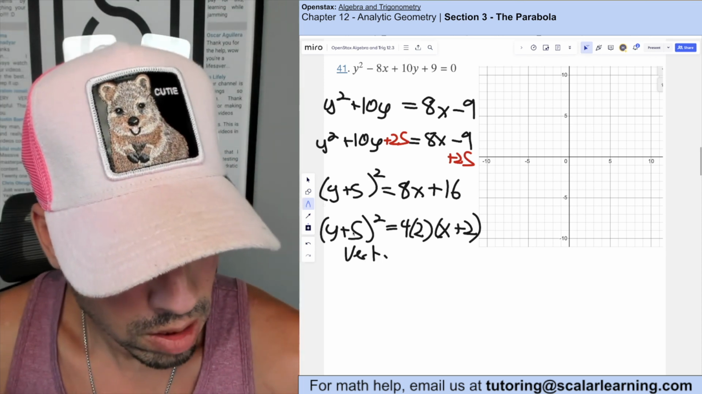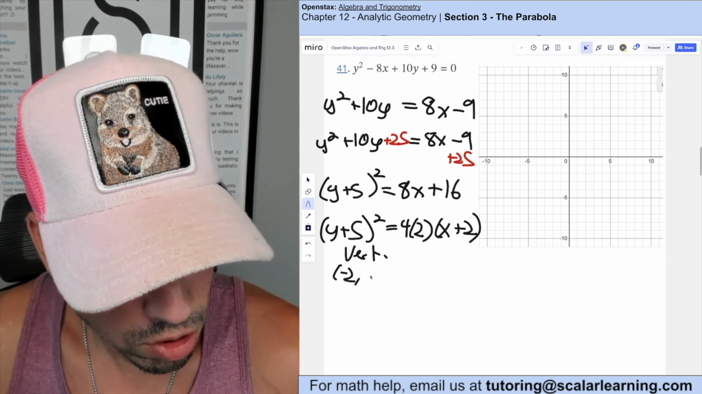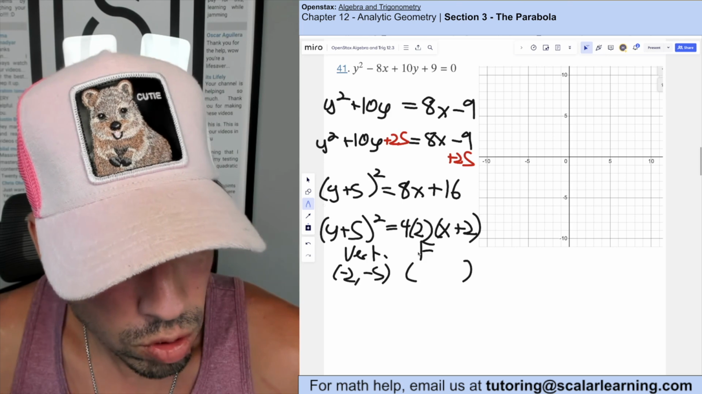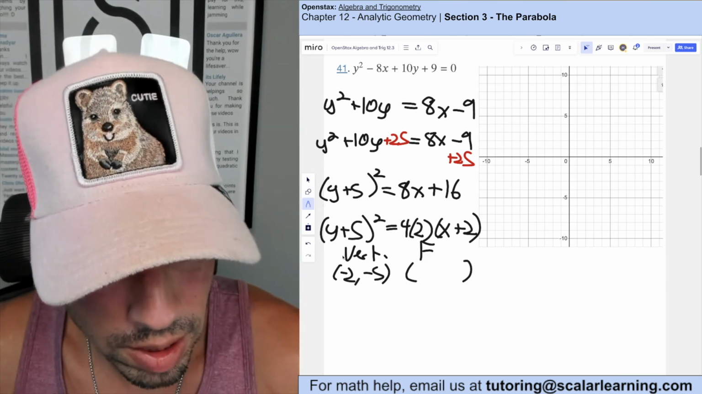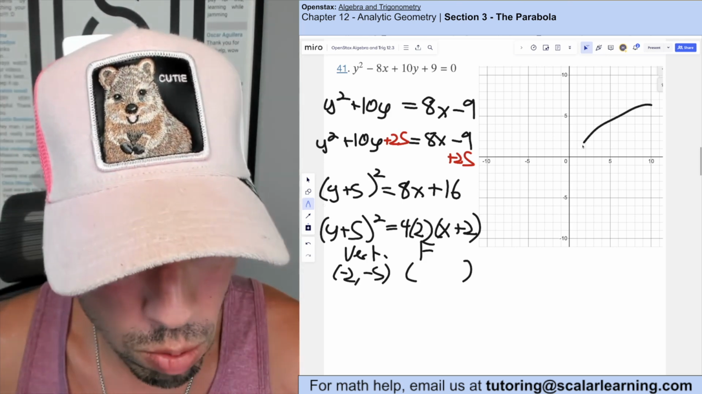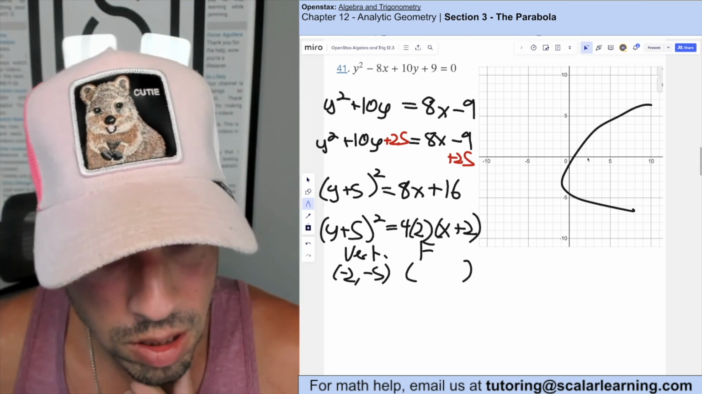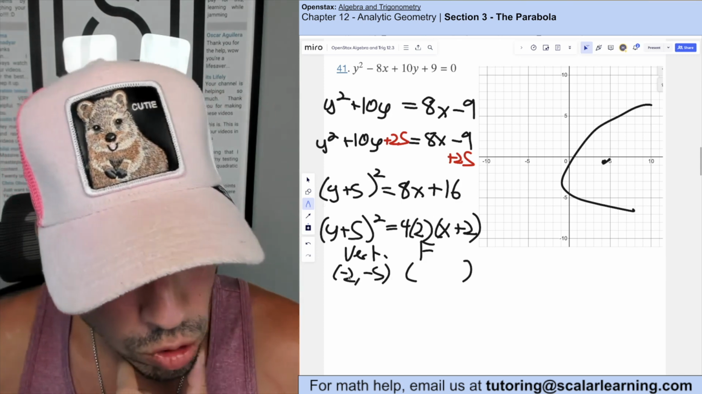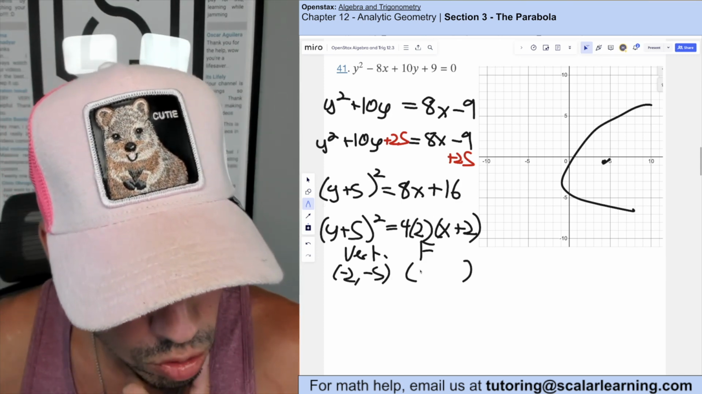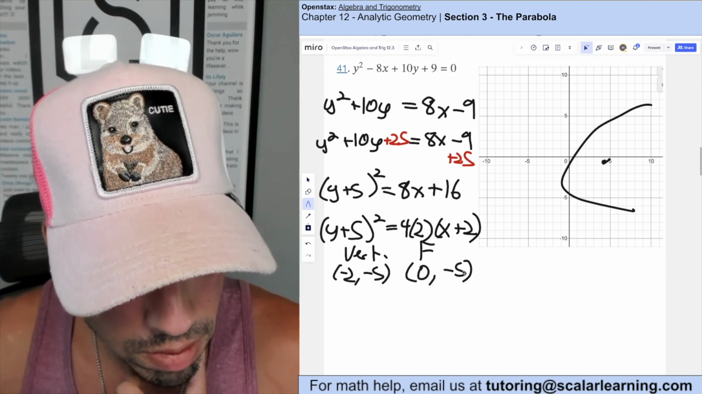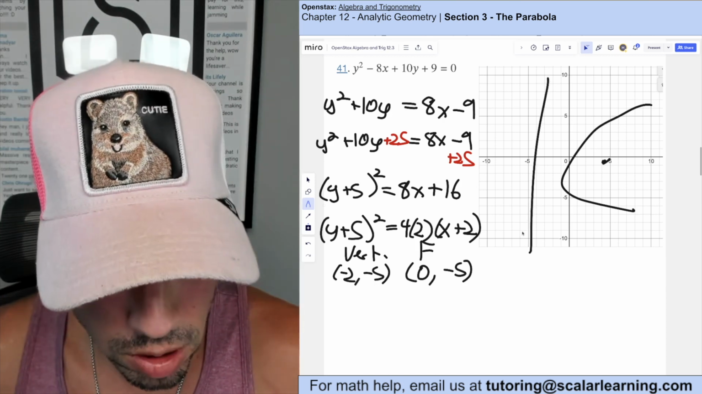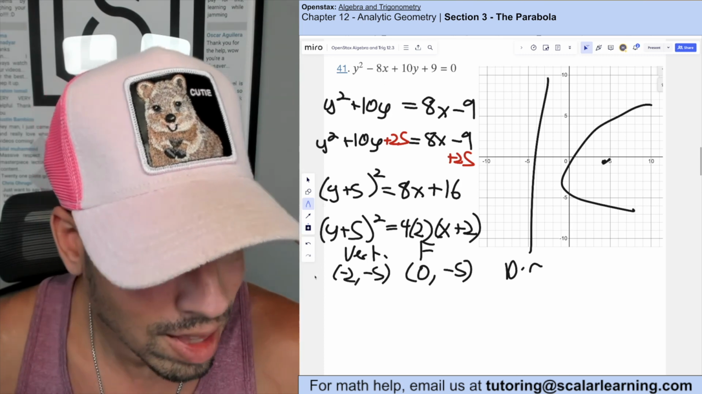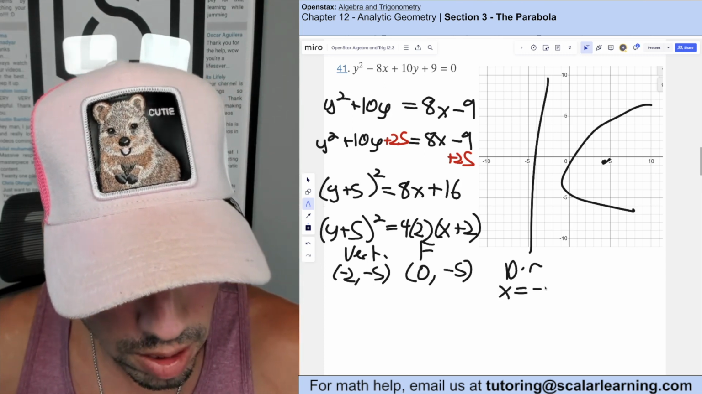We know that the vertex is the opposite of those two, which is -2, -5. I know that the focus, again, it's y squared, so it's either going left or right. Positive p-value means we're opening to the right. So that means the focus is going to be in here, and it's going to be that distance p to the right. So 2 to the right, -2 plus 2 is 0, comma -5. And then since it's going like that, the directrix is a vertical line, so the directrix is going 2 to the left, meaning x equals -4.